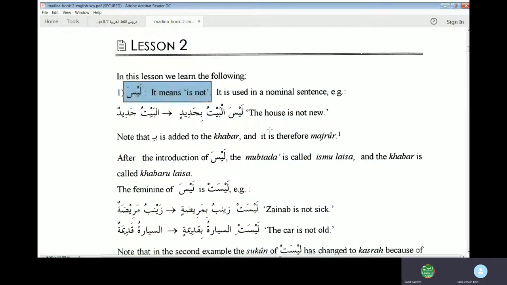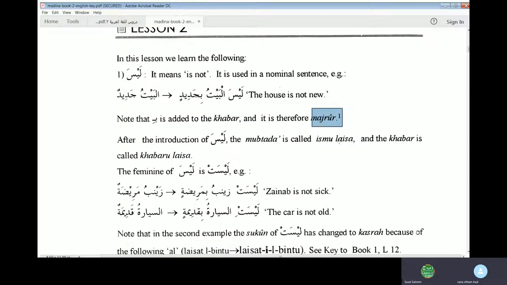Laisa. It means not, is not. It is used in a nominal sentence. For example, Al-baytu jadidun. Laysa al-baytu bi jadidin. The house is not new. Note that bi is added to the khabar and it is therefore majroor. After the introduction of Laysa, the mubtada is called Ismu Laysa, and the khabar is called khabaru laysa.